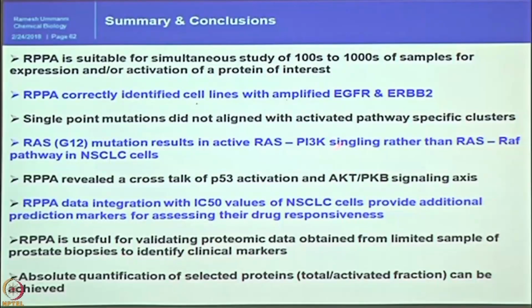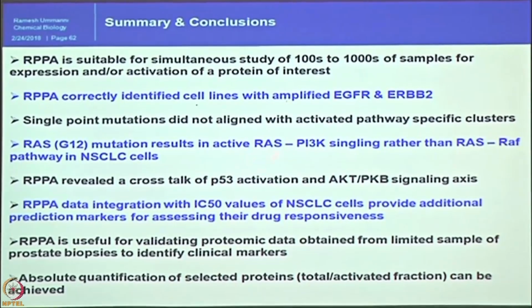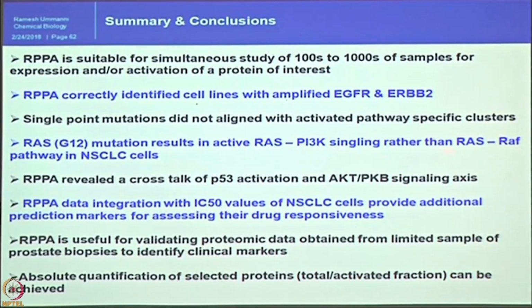So, with this I will just sum up. It is suitable for simultaneous study of hundreds to thousands of samples for expression and activation of a protein of interest. It correctly identified the cell lines with EGFR. Single point mutations did not align with activated pathways, but a closer look at mutations in G12 and G13 revealed RAS-PI3K signaling rather than RAS-RAF pathways.